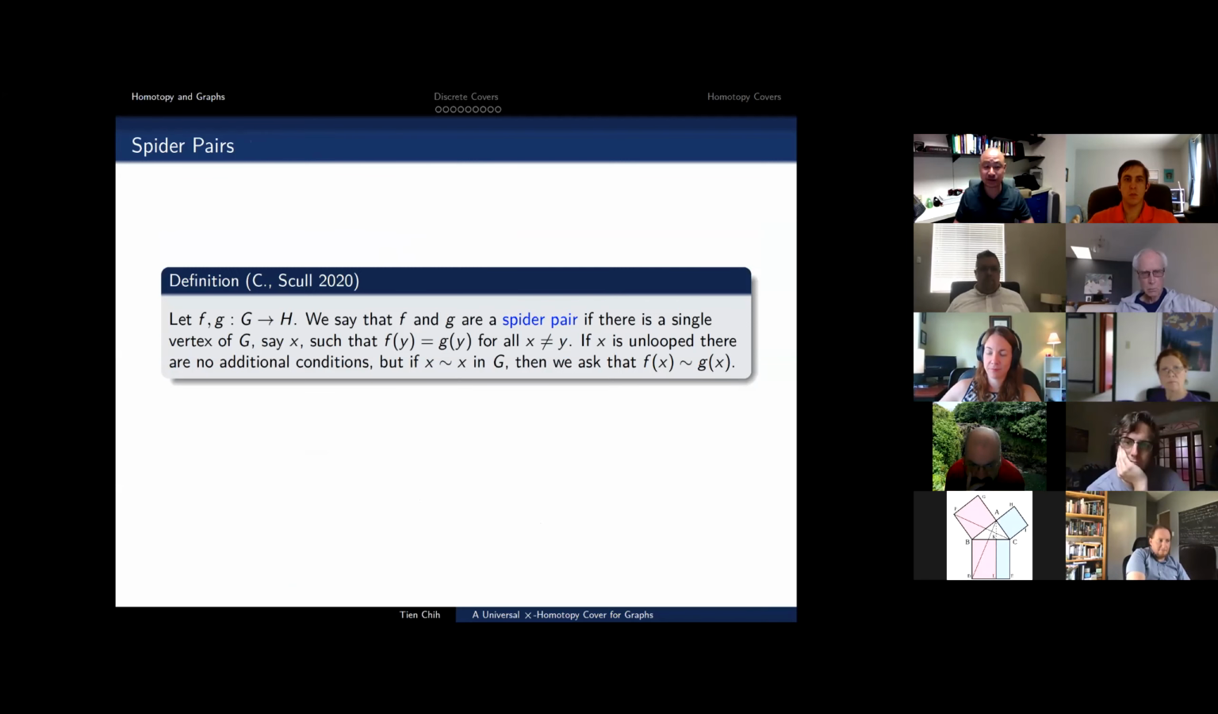And so one of the first things we did while we were working on this stuff was to try to make this more actually manageable. And so we came up with this idea of a spider pair. So two morphisms from F to G to H, and really they can be functions, but we're really concerned with morphisms. Our spider pair if they agree on all vertices except for one, basically.